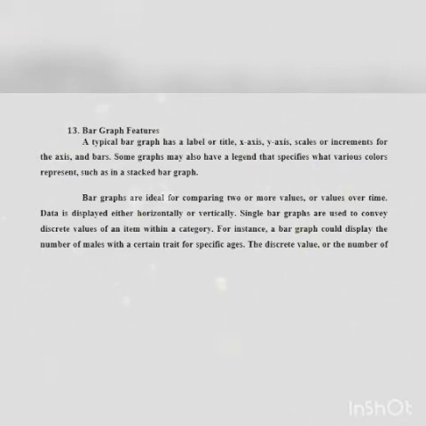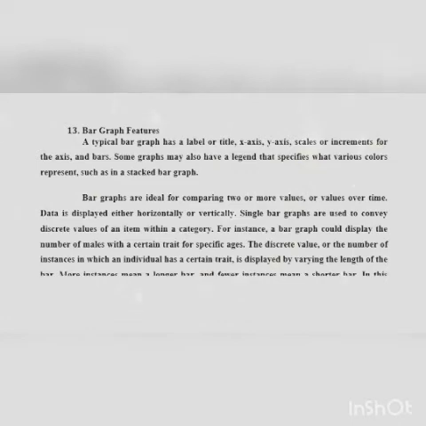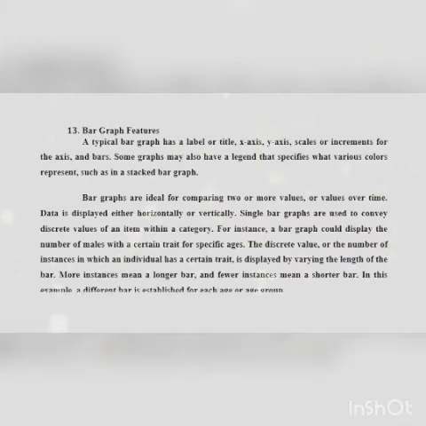The discrete value is the number of instances in which an individual has a certain trait. In the display, the length of the bar varies. More instances mean a long bar, and fewer instances mean a short bar. In this example, a different bar is established for each age of each group.